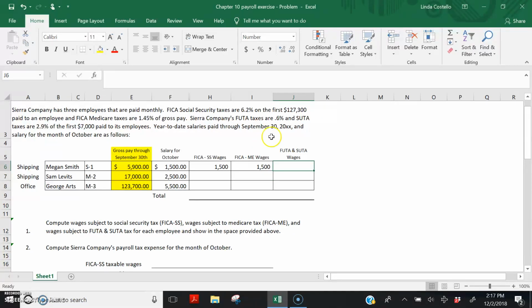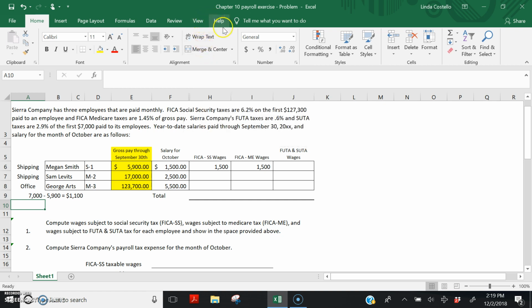Before October, Megan had already earned $5,900 in gross wages. This is not quite in excess of the FUTA and SUTA wage base of $7,000. But by the time the October wage of $1,500 is paid, she will exceed the wage base. So some of her October wages will be subject to FUTA and SUTA tax, and some will be exempt. The easiest way to make this calculation is to subtract the prior year-to-date gross from the wage base. That will calculate the remaining salary subject to FUTA and SUTA tax for the rest of the year.